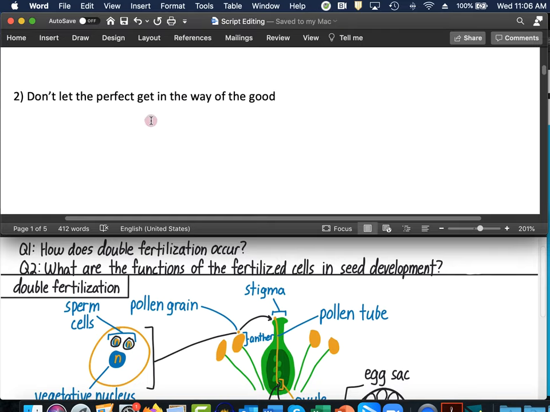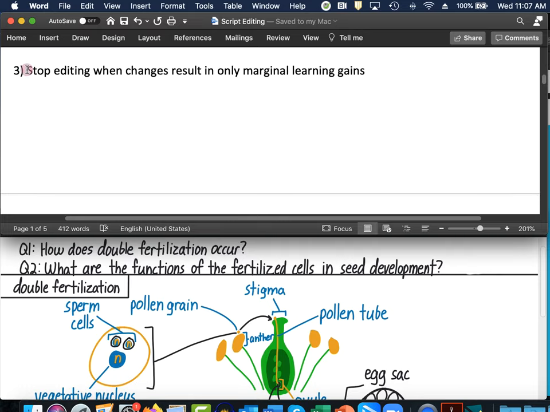Next, don't let the perfect get in the way of the good, everyone. You can spend as much time as you want editing your script, but at some point, you're going to reach a point of diminishing returns where small changes you're making are not going to have that big of an impact on how well your students actually learn the material. Next, and related to that, stop editing when you feel that the changes you're making are only going to result in very marginal learning gains for your students.